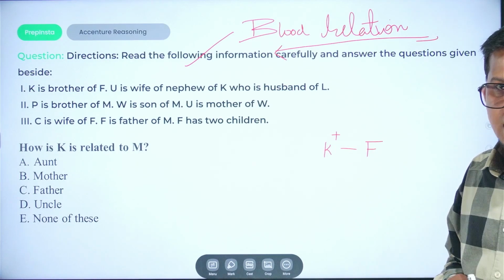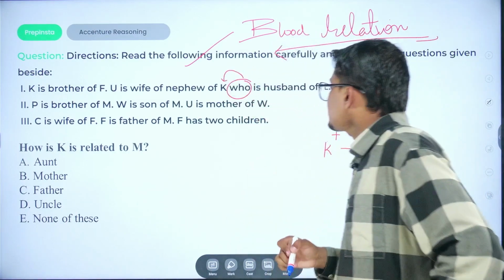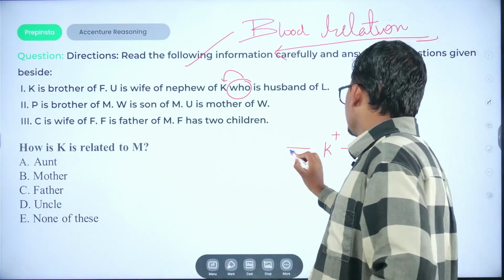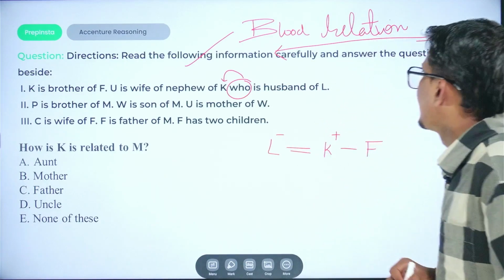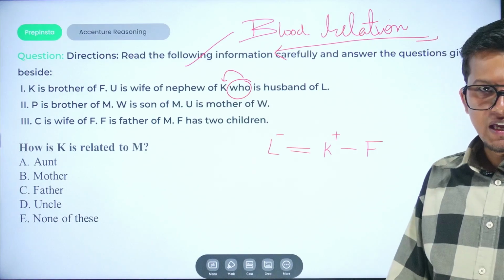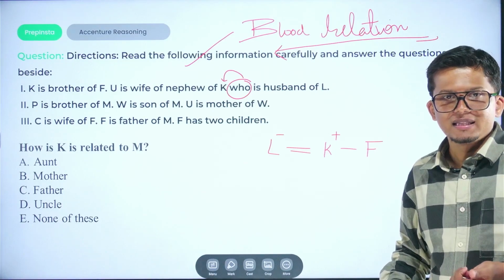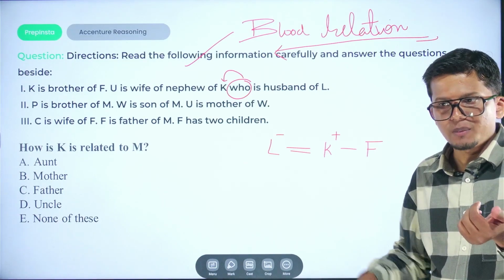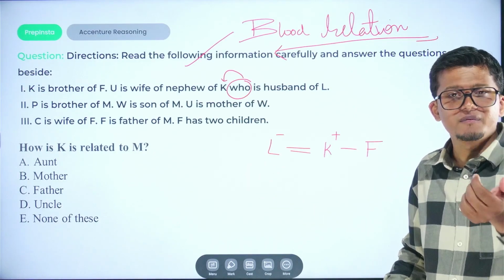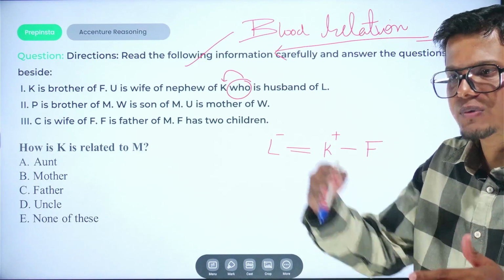U is wife of K, who is husband of L. So now who is U for K? Right? Nephew of K who is husband of L. That means L would be the wife, right? And K is the husband of L. Now, there is a proper proverb, joining the dots. That means whatever information we are given, on the basis of that, with reference to the particular sentences or characters, we have to draw the dots. That means deducing the logic behind.